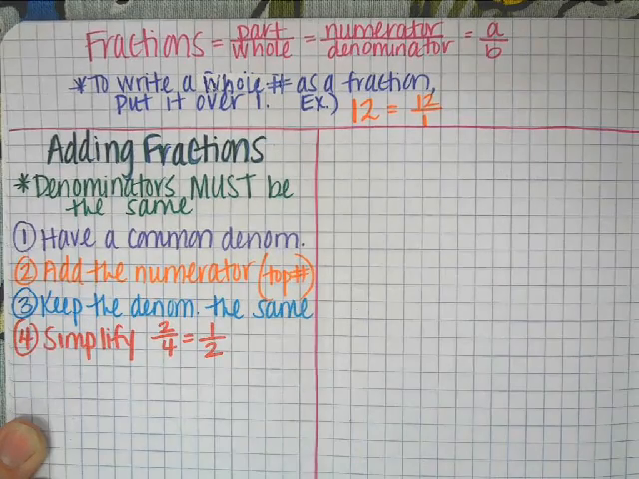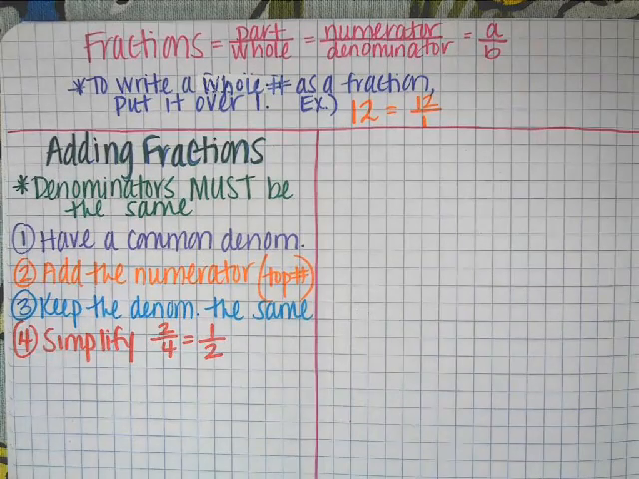When adding fractions, there are some notes we want to take. Denominators must be the same. Remember, that's the bottom number. The first step, we have to have a common denominator. What is the lowest common multiple that we can have so that both of those numbers are the same? Step 2, we're going to add the numerators. And step 3, keep the denominator the same throughout this whole process.